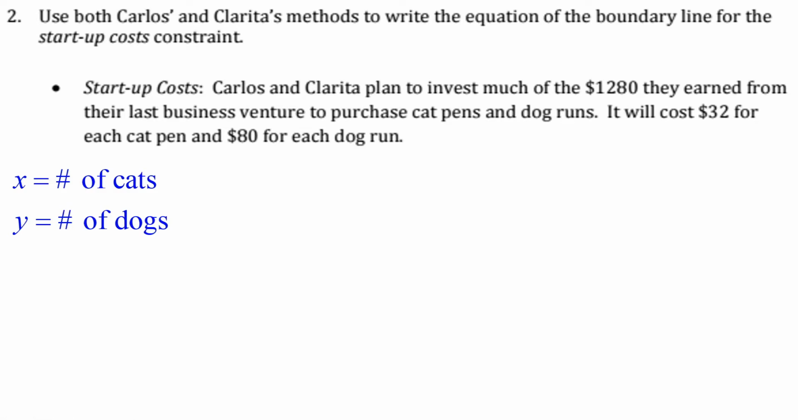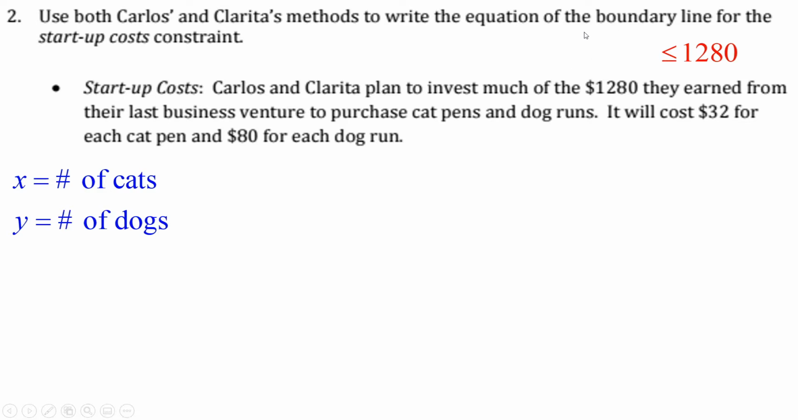All right, number 2. Use both Carlos's and Clarita's methods to write the equation of the boundary line for the startup cost constraint. All right, well, let's start with Carlos's method. Let's just set it up so we have something to work with at first. So startup costs. Carlos and Clarita plan to invest much of the $1,280. Now, when I see much of the $1,280, that means they can invest less than or equal to that $1,280. So there's my inequality right there.